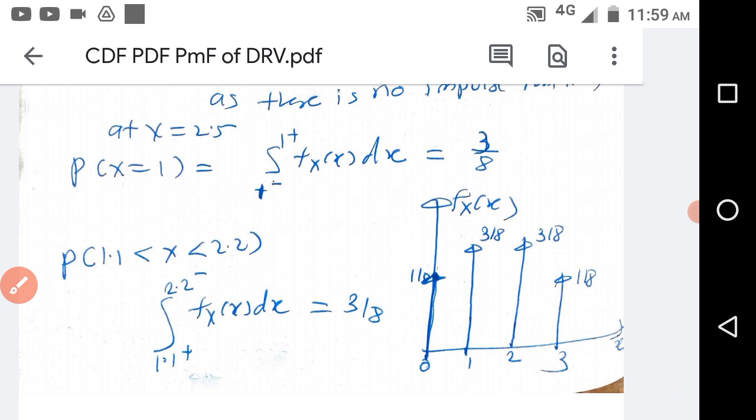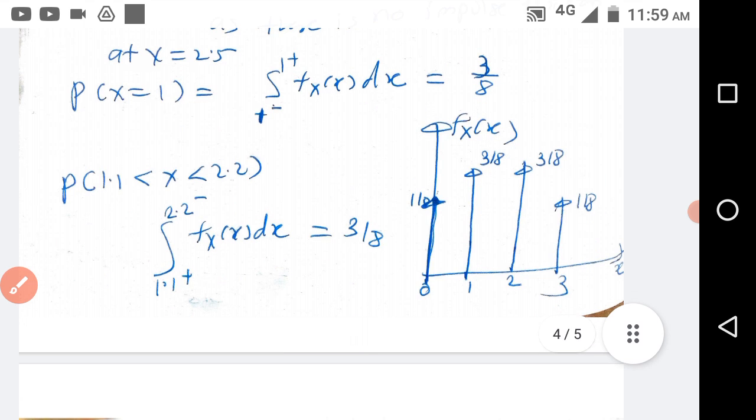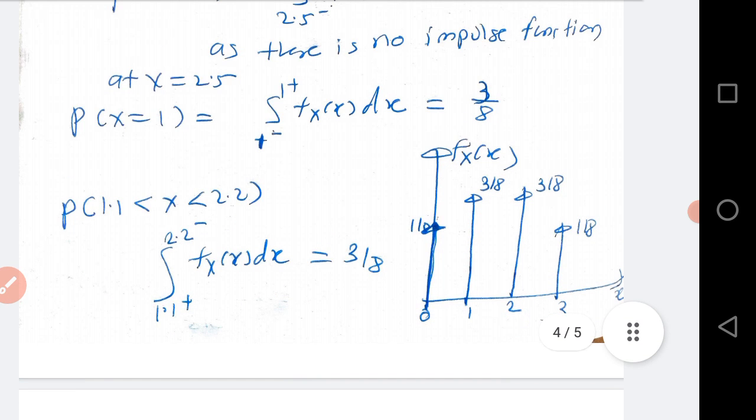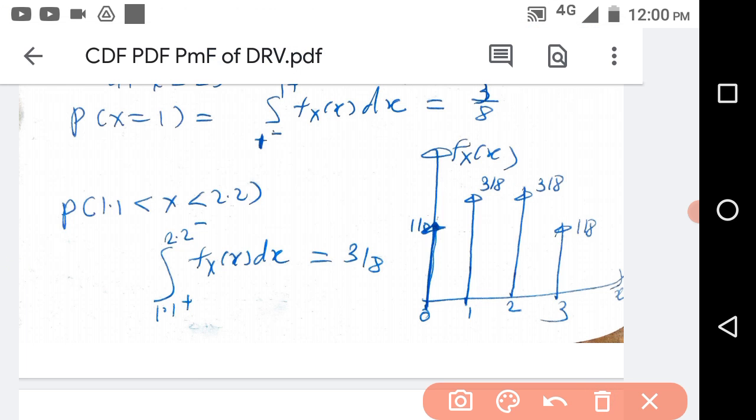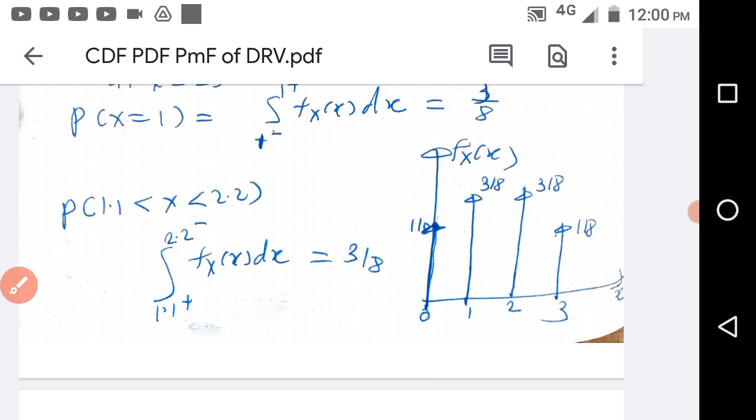So in short, if at that point there is a continuous impulse function, then only you will get the probability. Let us see the probability over a range, 1.1 to 2.2. Here also there is a continuous impulse at 2, so you will get the probability equal to 3 by 8. Again the idea is the same. Here the value is 0, here the value is 0, but at 2 you will get the integration equal to 1 because there is a continuous impulse function. So the amplitude is 3 by 8, and you will get the value 3 by 8.